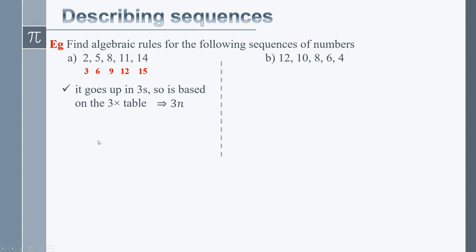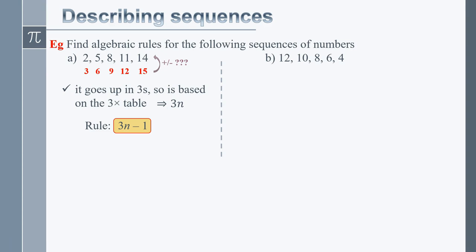Let's have a little look at what the 3 times table looks like. There it is. And so now here's my 3 times table. How am I getting from my 3 times table to the numbers that I want? What have I got to do each time? And hopefully we can see that each time we're going to add or subtract something, and hopefully we can see each time we're going to do a take away 1. So my rule is 3n minus 1.